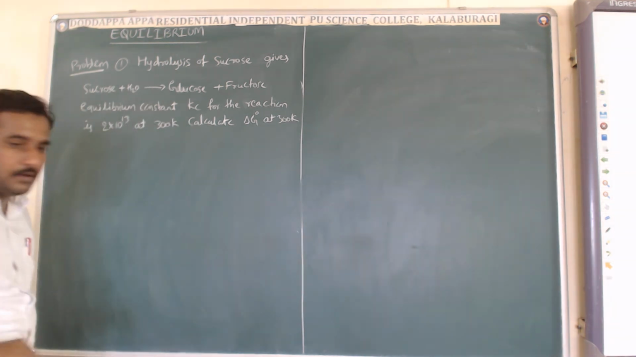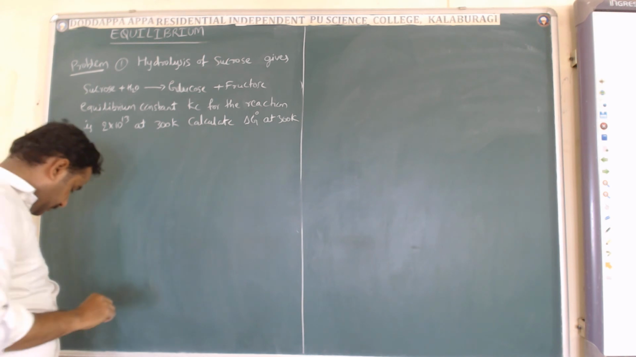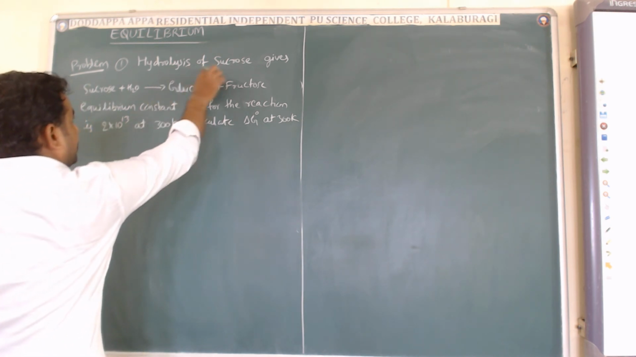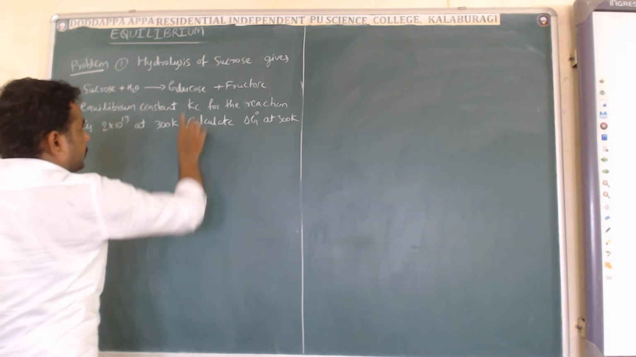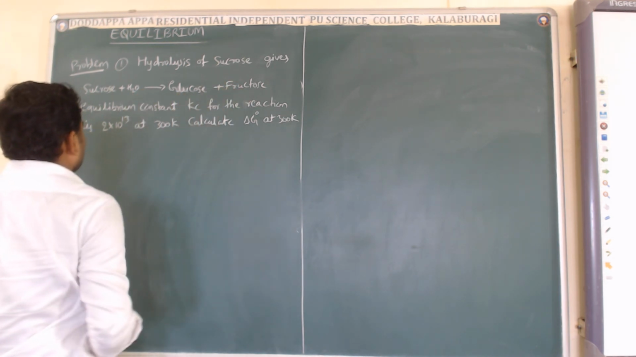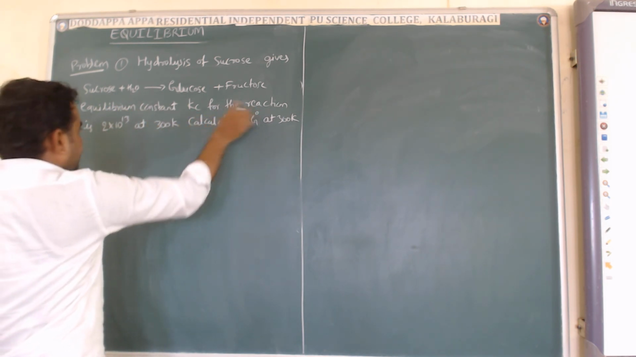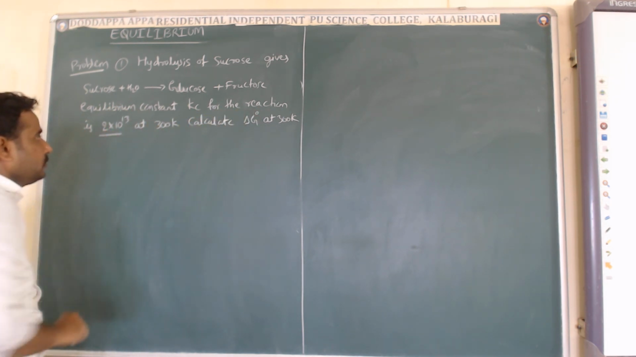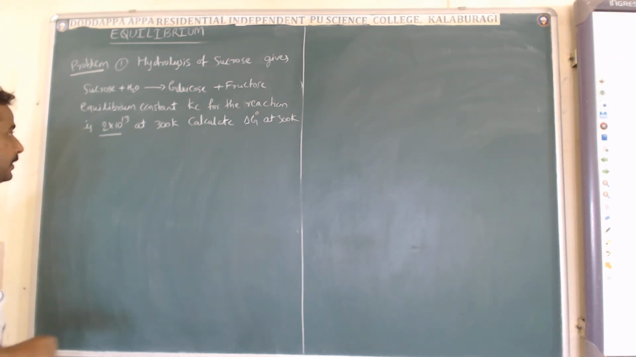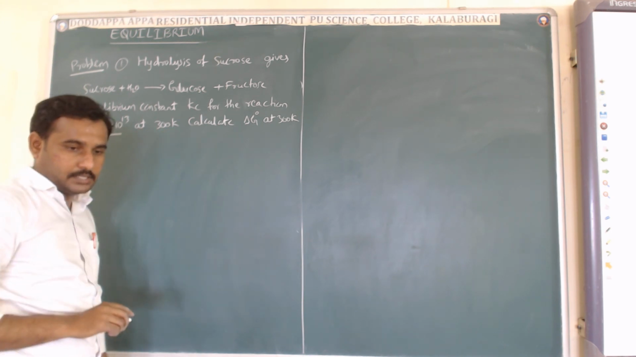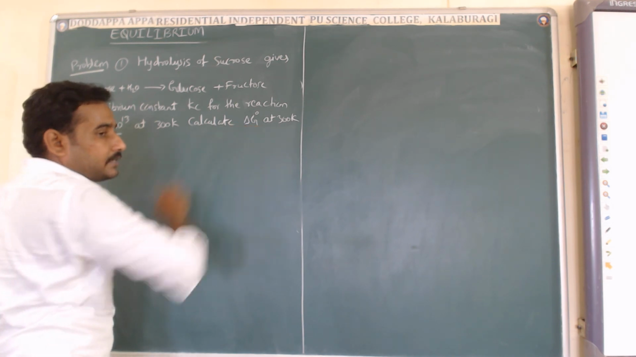First we have to understand the question. The hydrolysis of sucrose, when it reacts with water, gives glucose plus fructose. The equilibrium constant Kc for this reaction is 2 into 10 raised to 13, so they have given us Kc. Next, the temperature is 300 Kelvin. So Kc at 300 Kelvin. Calculate delta G naught, the standard free energy.